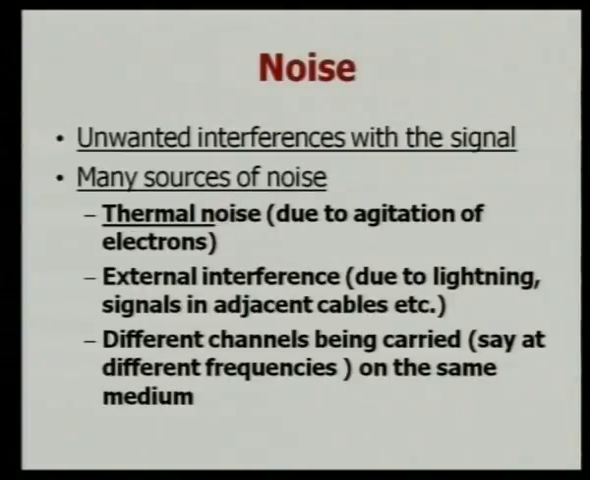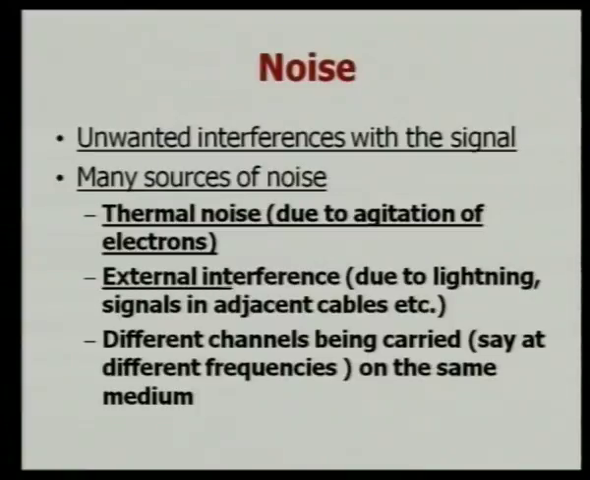We have something called thermal noise, which is inherently present due to the agitation of electrons. Because of the agitation of electrons, there is always some amount of electrical noise which is created, and this noise could interfere with your transmission, because after all it is some electron flow that is happening, and this kind of noise will interfere with the transmission.